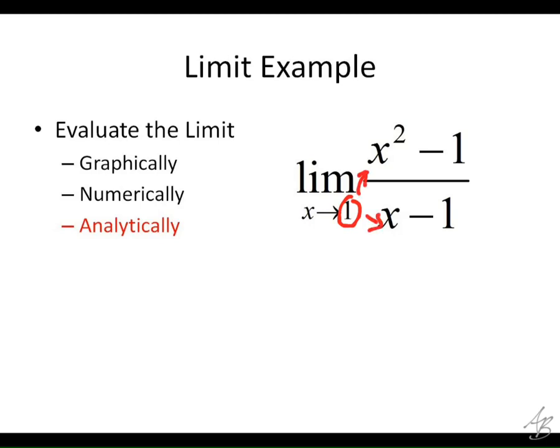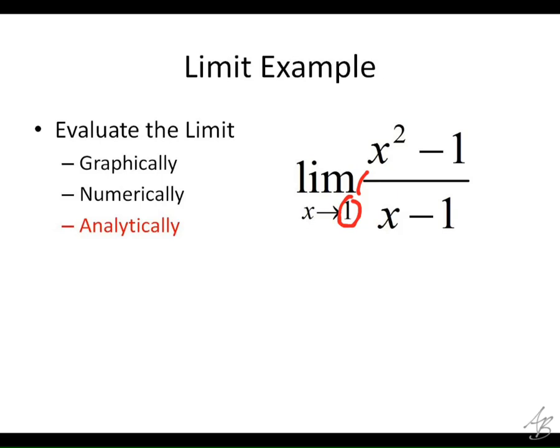Well, what happens here when I put 1 in for x? What do I get? 0 over 0. 0 over 0 is what we call an indeterminate form. We don't know what 0 over 0 is. It's what we would expect to get, though, because this is the slope formula for 2 points that are on top of each other. So we would expect it to be 0 over 0.